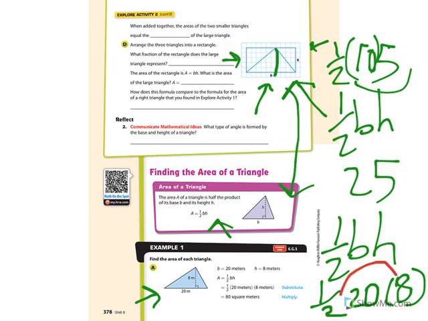I would take 1/2 of the 8. That makes it simpler, right? That would be 4. And now 4 times 20 is 80. You could do it the other way, of course. Half of 20 is 10. 10 times 8 is 80. What do I have now? I have square meters. That's how I would write it.